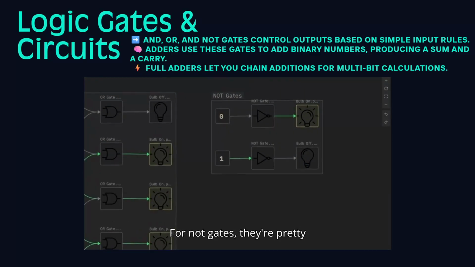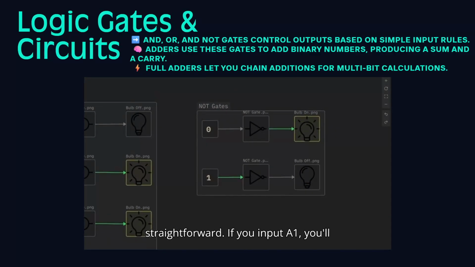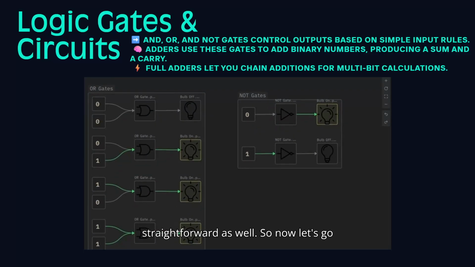For NOT gates, they're pretty straightforward. If you input a 1, you'll get an output of 0, and if you input a 0, you'll get an output of 1. So these are very straightforward as well.